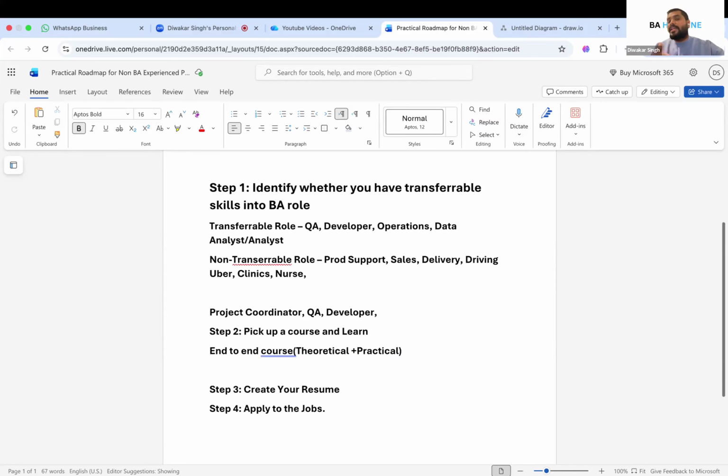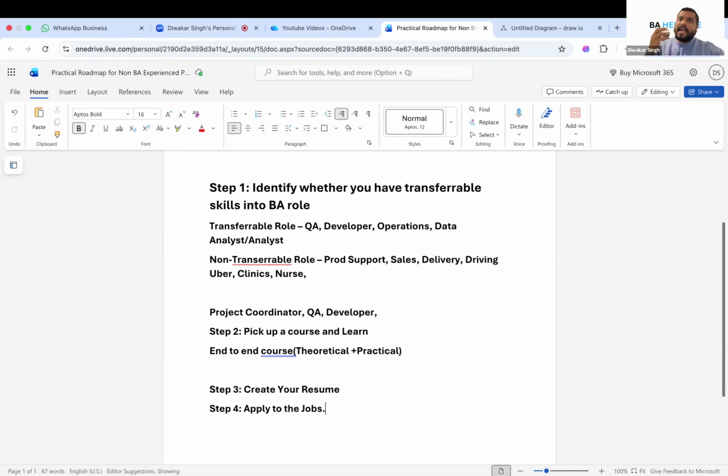Okay, there are a lot of BA job groups on LinkedIn, so join all those BA job groups. Some people would be posting in that particular job group, and if it matches your skill set and your location, you can apply to those jobs. Third, make as many connections as possible on LinkedIn.